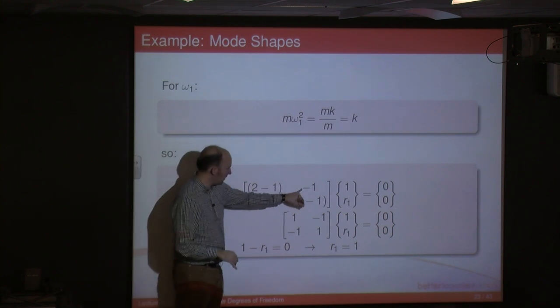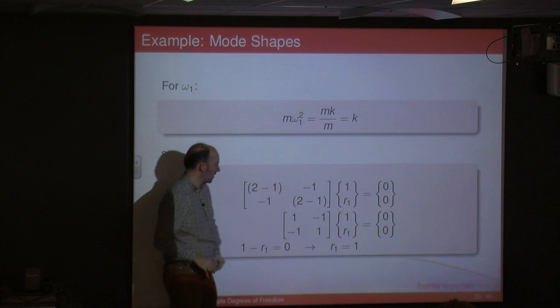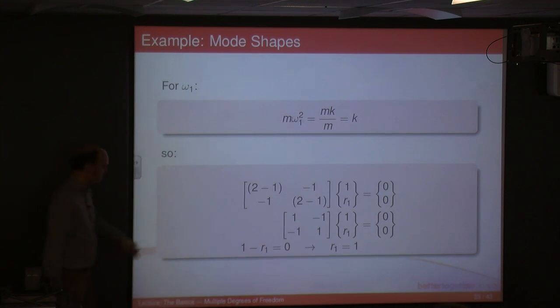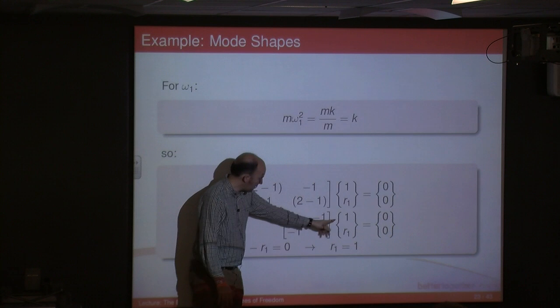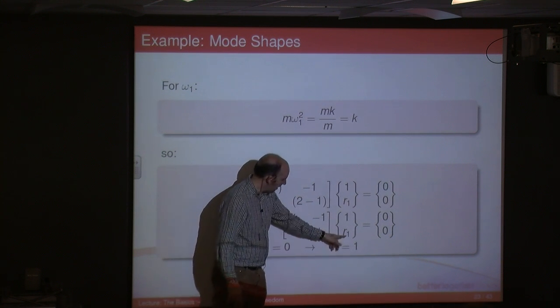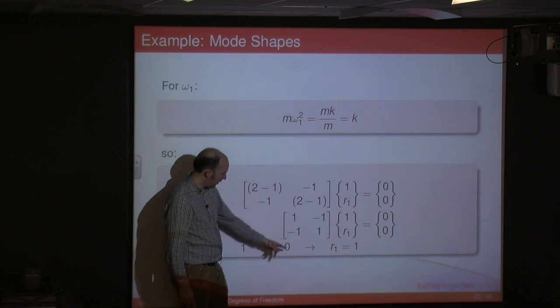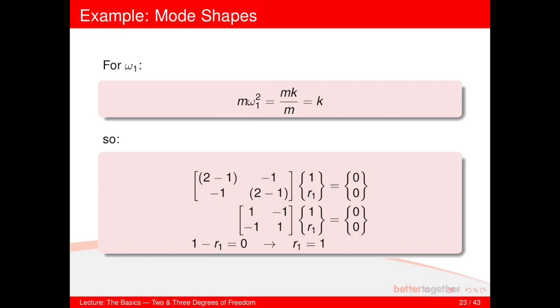Obviously, what I've done is I've just divided the whole lot by k to get rid of the k's. We end up with 2 minus 1 times the vector 1 and r1. And obviously, if you go through the process, you end up with 1 times 1 minus r1 equals 0. So therefore, r1 must be 1. That makes sense. The masses are moving up and down together.